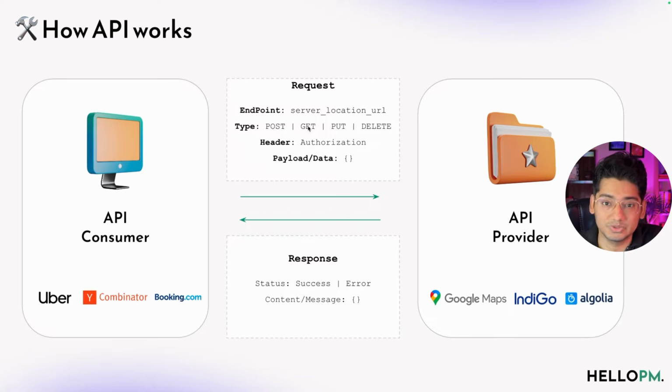Get is used to fetch some data from the API. Put is if you want to add some data to the API, and if it is delete, that means you want to remove some data from the API provider. So these are the four types of calls that an API can make.